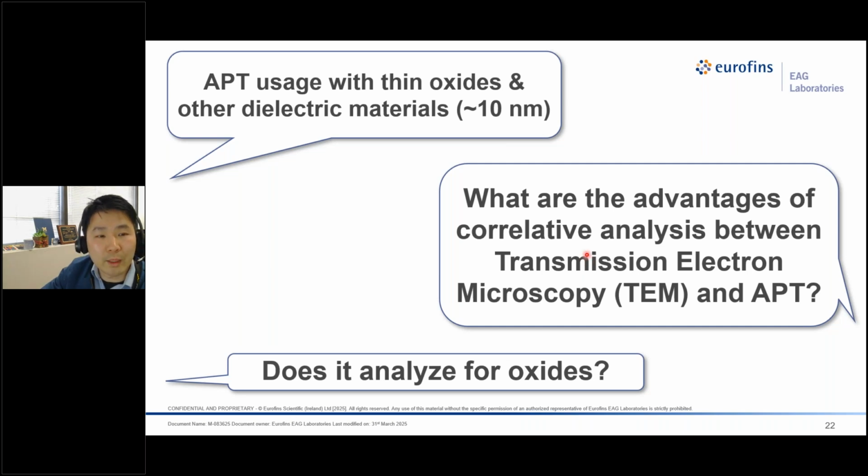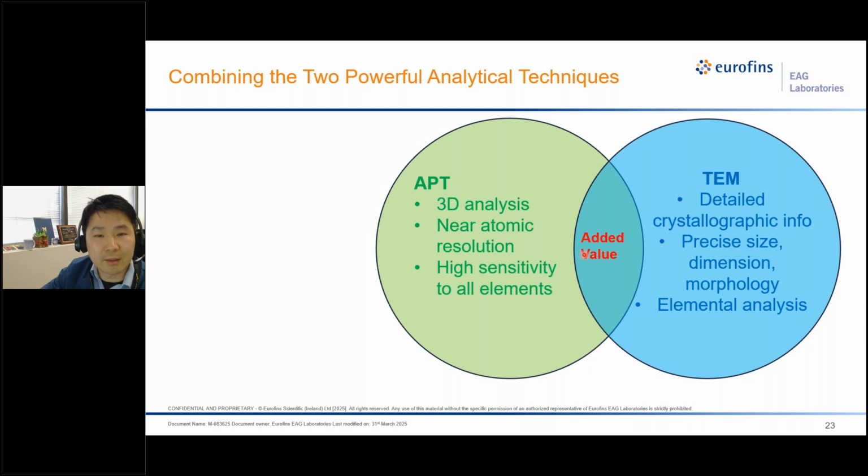So let's first talk about why we want to do correlative analysis with TEM. APT and TEM are actually two very complementary techniques, because the size of an atom probe specimen is already sufficiently thin for direct observation with 200 keV TEM. Electron microscopy offers many details on crystal structure and precise dimension measurement, and on the other hand, atom probe provides precise measurement of the chemical composition from a small, localized volume.